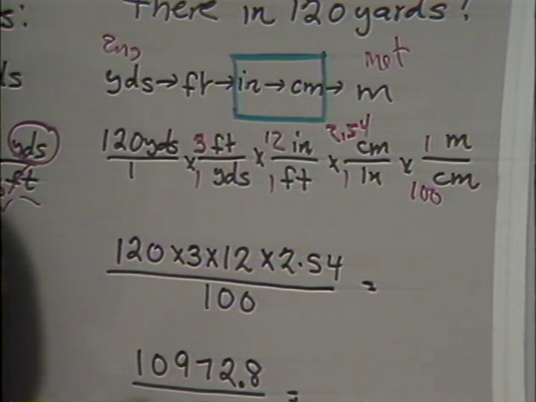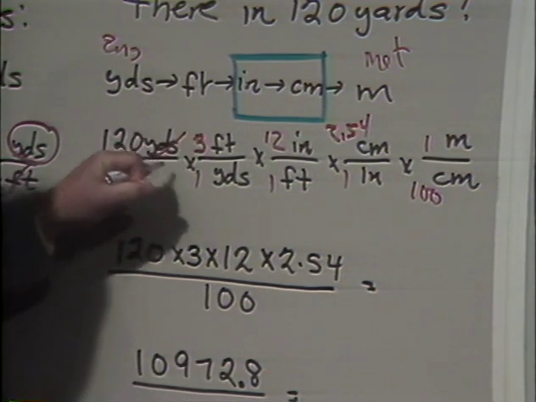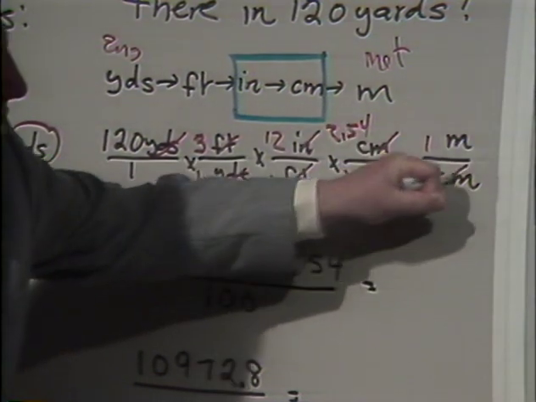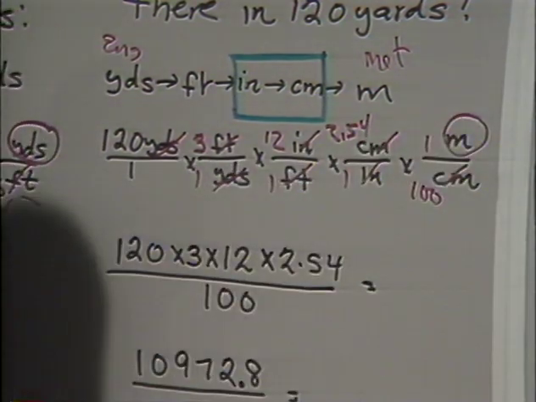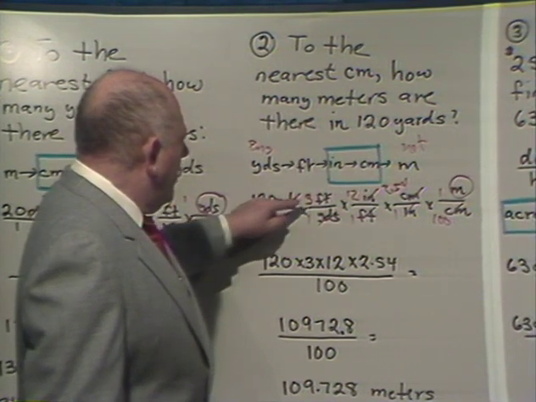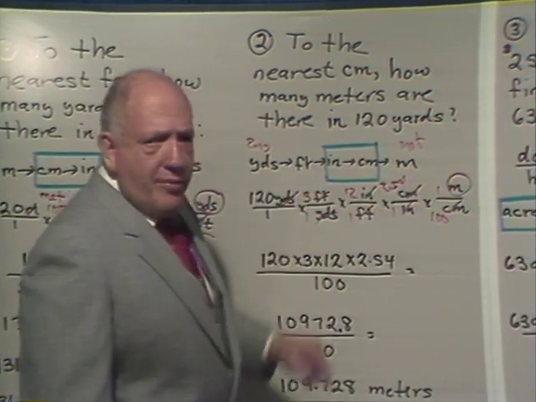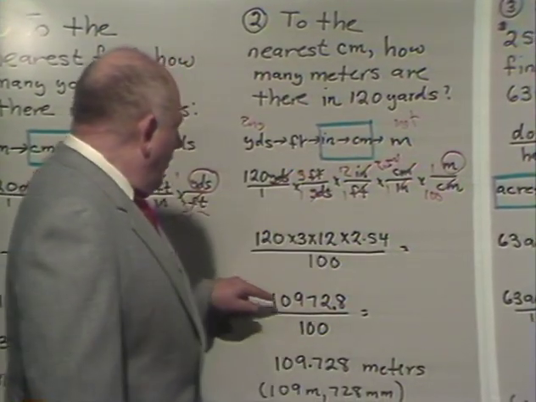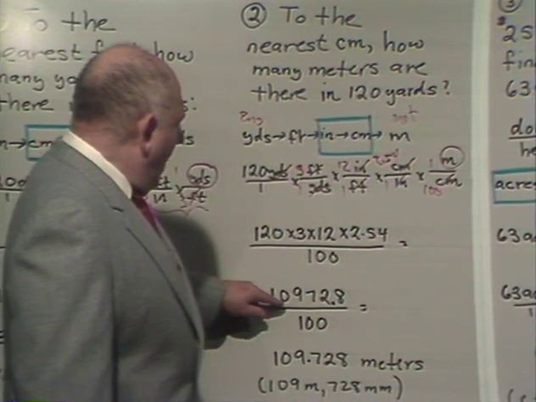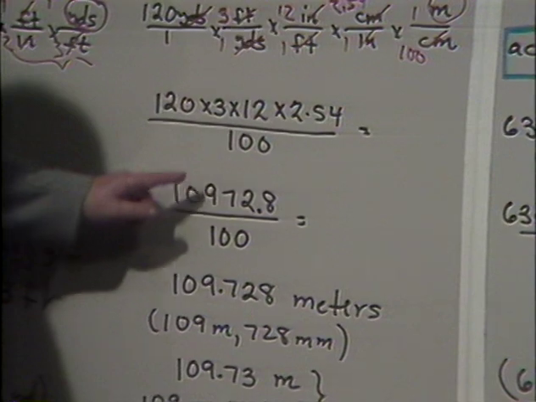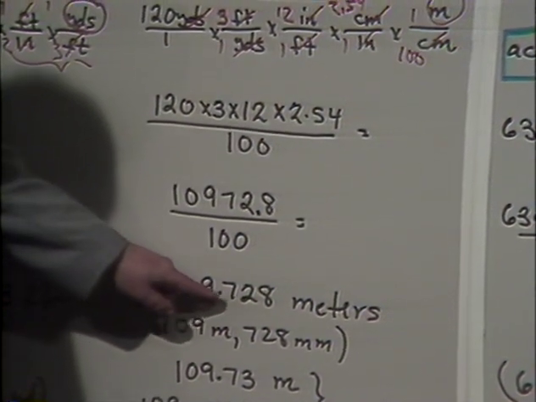I double check to see if my label is right. I want the answer to be in meters, so I see what happens. The yards have canceled, the feet have canceled, the inches have canceled, the centimeters have canceled. I'm left with meters. So now I just do the arithmetic. My numerator is going to be 120 times 3 times 12 times 2.54 divided by 100. Again, using the calculator, the numerator comes out to be 10,972.8. The denominator comes out to be 100. I do the division. I get 109.728.